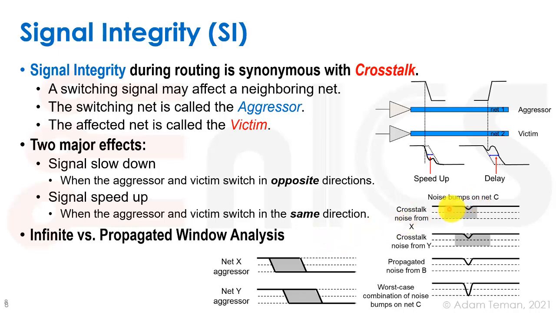As you can see here, we had the crosstalk here. If we had two nets, like that, both transitioning, for example if our victim was in between two aggressors, we would have to add the noise from the first one and the noise from the second one according to our propagated analysis, because both of them were overlapping over here, and they would cause a worst case combination of the two, and that all goes into our timing equation.